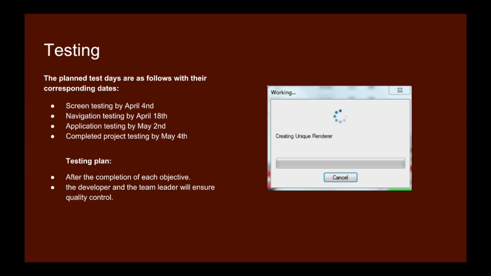At the end of each 2-week deadline, we will be conducting testing to ensure that we can debug properly, and making sure that we are fixing issues along the way, and not trying to overwhelm ourselves at the end of the project by debugging something that went wrong at the very beginning of the project. After the completion of each objective, the developer and the team leader will test the product to ensure that there is effective quality control throughout the project.